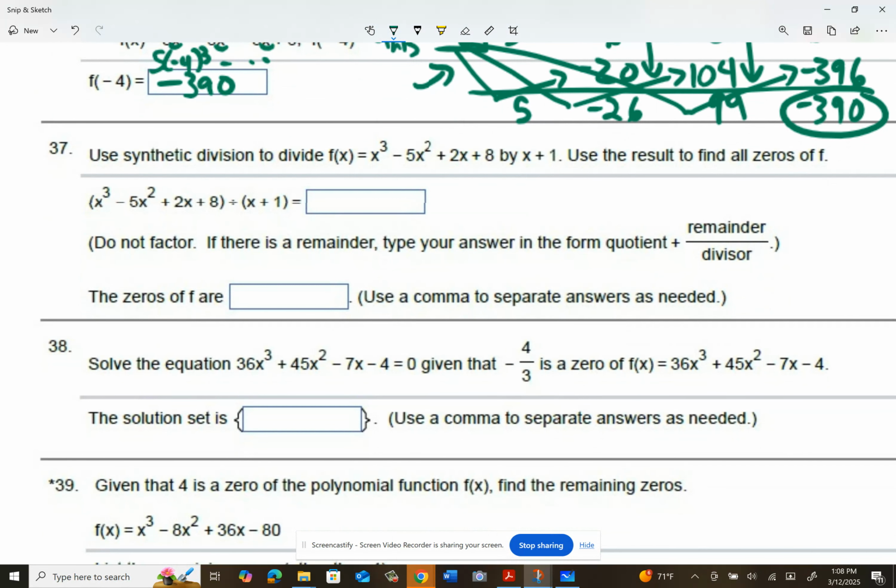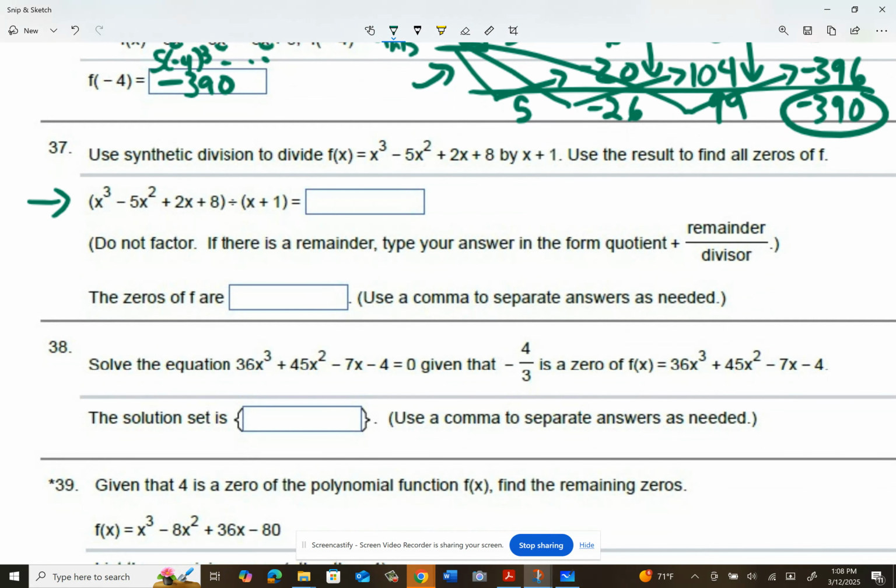On this one here, it says use synthetic division to divide the polynomial by x plus 1, and then use the result to find all the zeros. Okay. Now this is here because they want you to show your work. So they want you to show what you get when you divide by x plus 1. But in reality, we're ultimately trying to find all of the zeros.